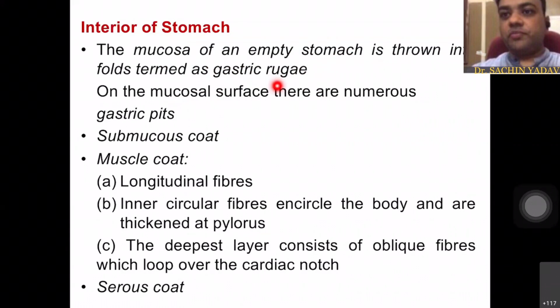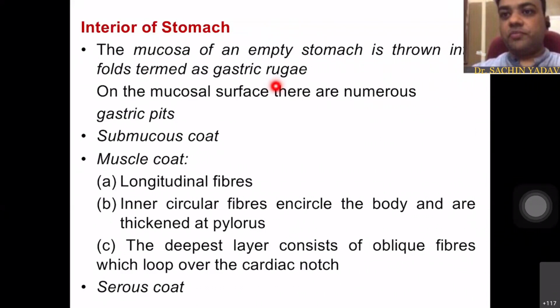Okay, so these folds are temporary, but the folds in the small intestine are permanent. So why are these folds temporary in the stomach, lost during distension, while in the small intestine, when it is distended, the mucosal folds are not disappearing? The reason is histological, the microscopic.